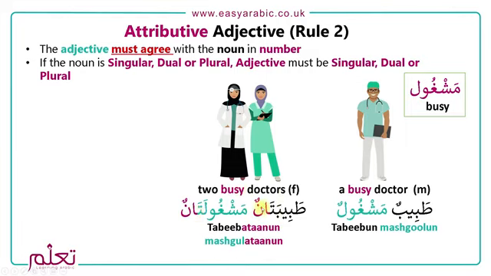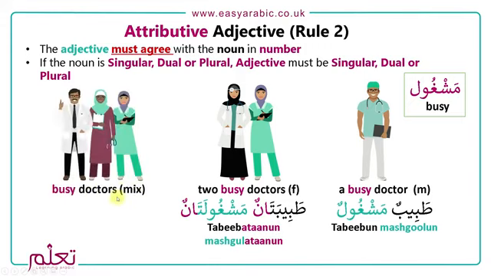Again, if you're not sure about this, I recommend you go back and look at the singular, dual and plural lesson. That explains all this. Then we have busy doctors, mix. The plural of doctors for mix is atibba'u, and the rule for plural is that we add waw noon to the end of the noun or the adjective. So here it'll become atibba'u mashghulun. So it's tabibun mashghulun, tabibatanun mashghulatanun, atibba'u mashghulun.